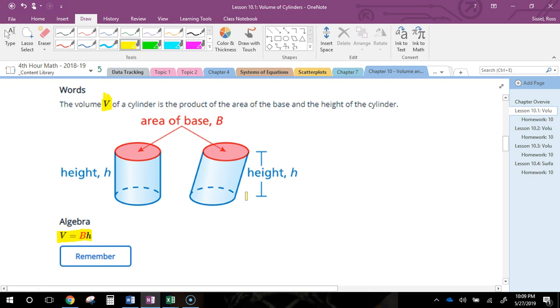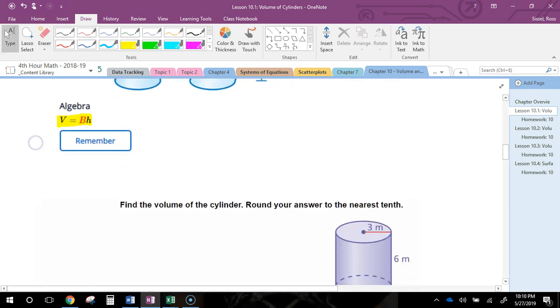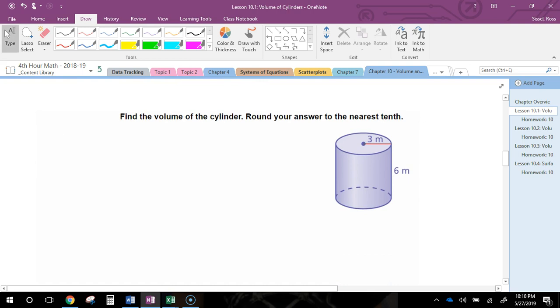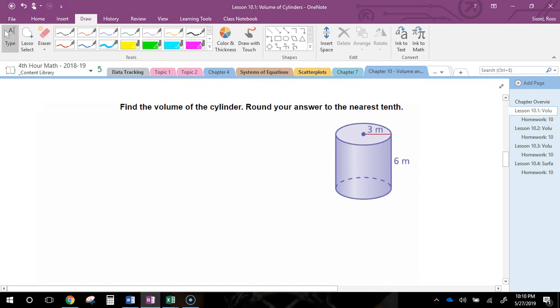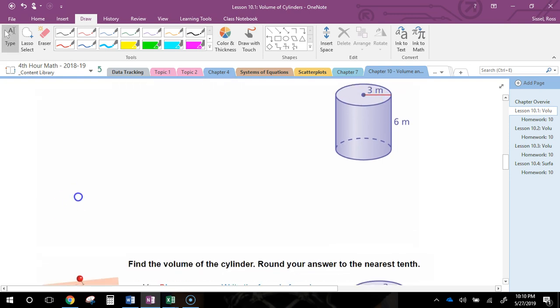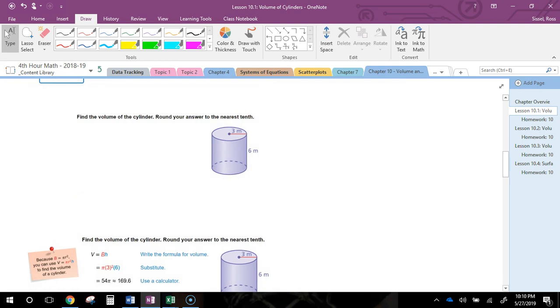If you remember on map testing, we always use V equals BH. But what is the base? Well, that's a 2D shape, so we're going to have to find the area of that base. Because the base is a circle, we just have to put in the formula. Hopefully we remember that to find the area of the base of a circle, we would do pi times radius squared.